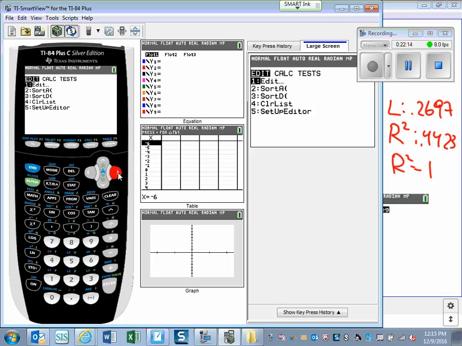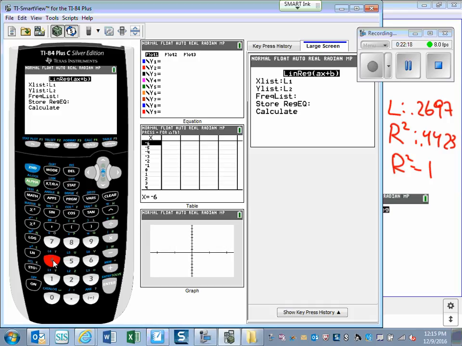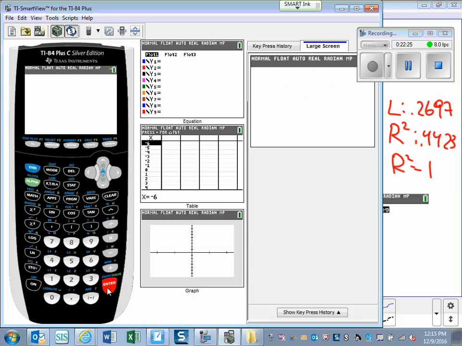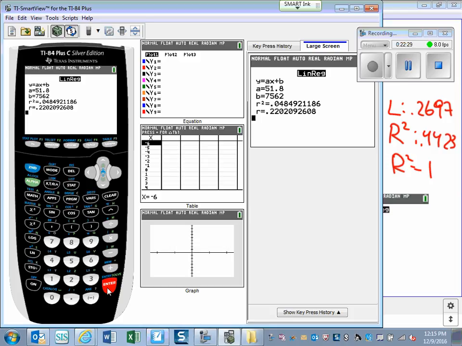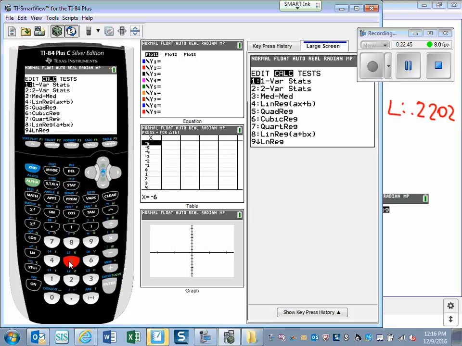Okay, so start calc, linear. Okay, so my R for the linear should actually be 22. Okay, start for quadratic.